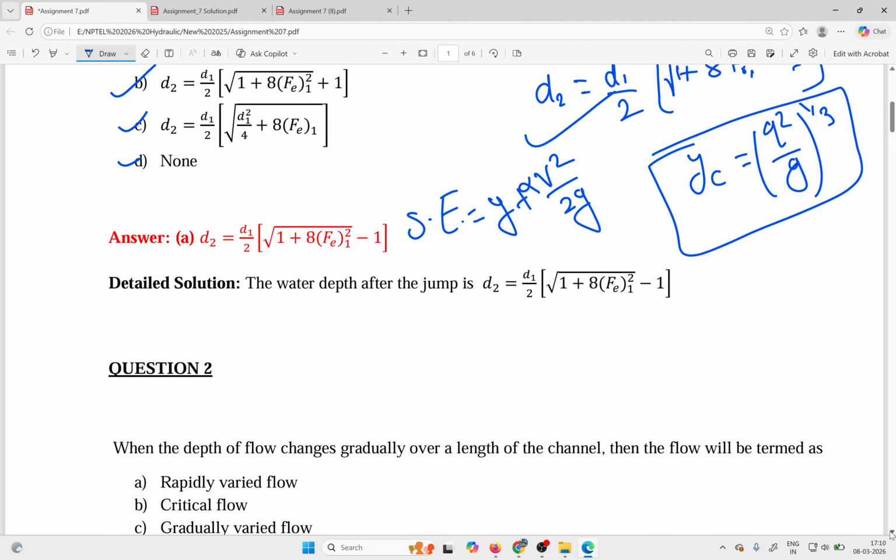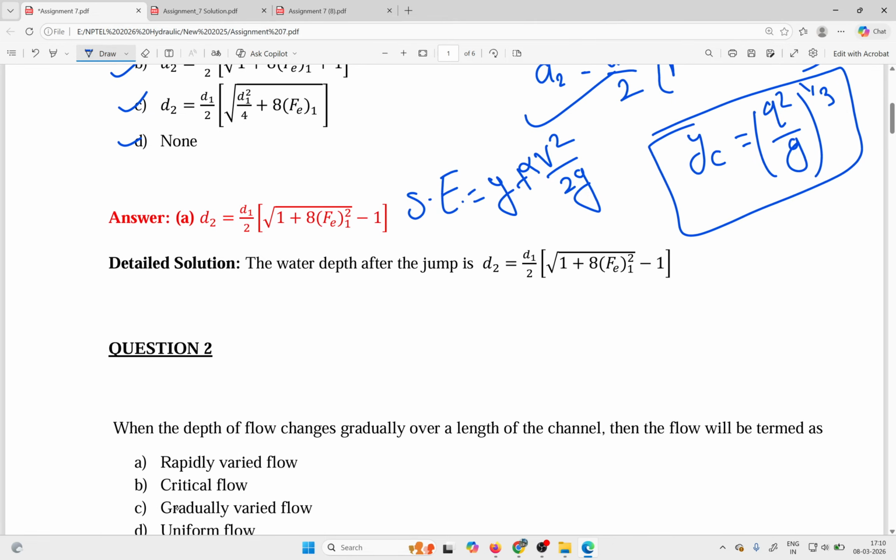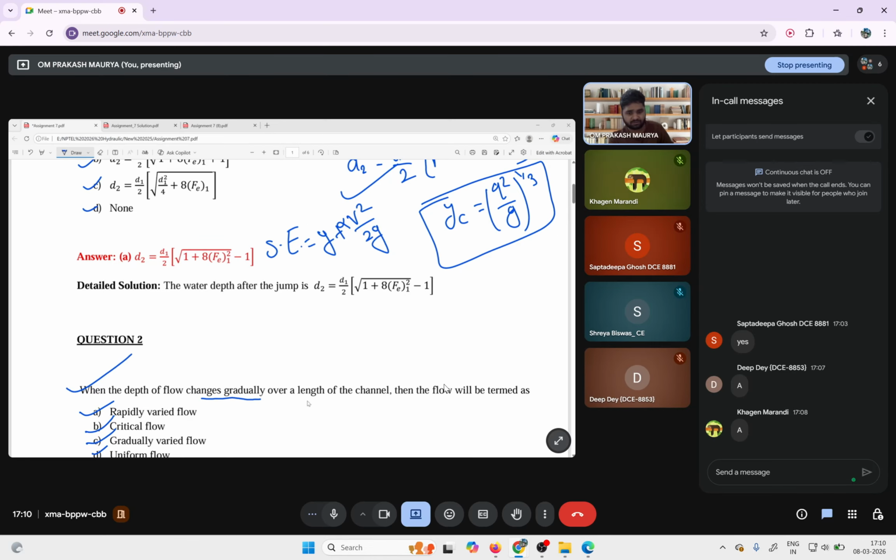The next question is: when the depth of flow changes gradually over a length of channel, then the flow will be termed as rapidly varied flow, critical flow, gradually varied flow, or uniform flow. Remember, here the flow is changing gradually. Which option will be correct for question number 2?